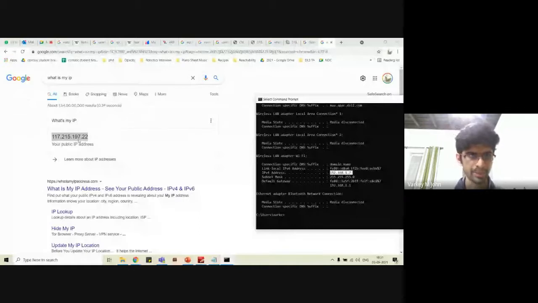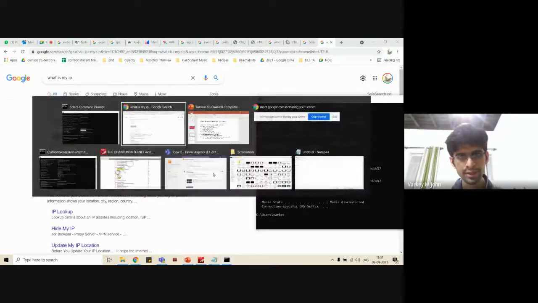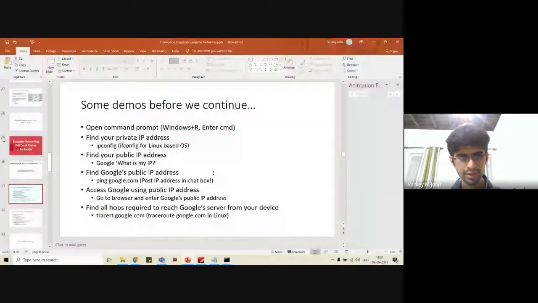This public IP address that you see is basically my router's IP address. That is generally the same for a number of days, but depending upon my service provider, they may change the IP address as well. So that's how we get the public IP address. You can do that, and then that's the next.